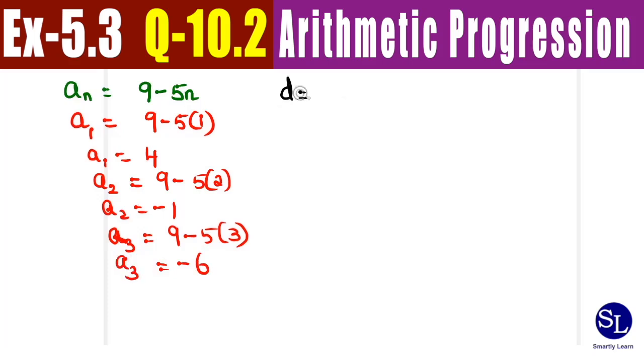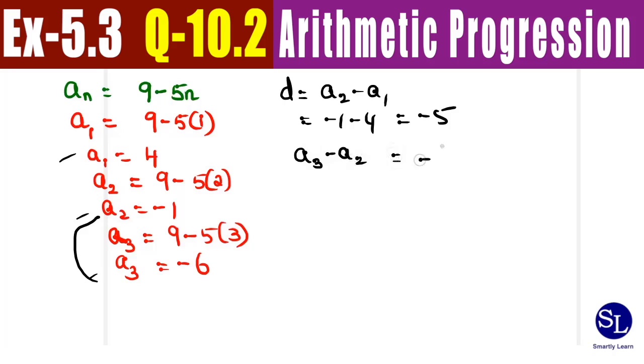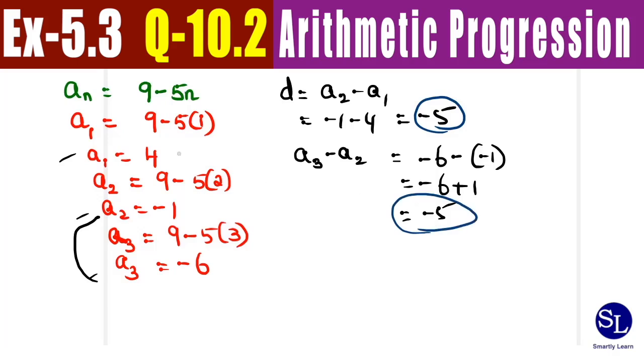Let us generate the common difference between the terms A1, A2, A3 and see if it holds. So D is going to be A2 minus A1. So it is minus 1 minus 4, which is equal to minus 5. Let's see if this is the difference between A3 and A2. So A3 minus A2 is equal to minus 6 minus of minus 1. So this is minus 6 plus 1, still minus 5. So we see that the common difference matches between these terms. So therefore this particular expression is an AP.